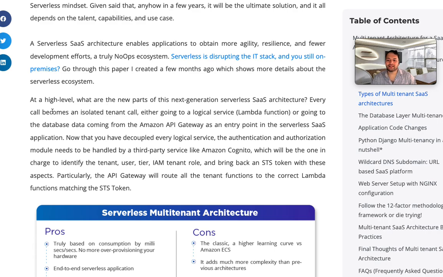Every call becomes an isolated tenant call, either going to a logical service Lambda function or going to the database, with data coming from the Amazon API Gateway as an entry point in the serverless SaaS application. Now that you've decoupled every logical service, the authentication and authorization module needs to be handled by a third-party service like Amazon Cognito, which will be the one in charge to identify the tenant, user, tier, IAM tenant role, and bring back an STS token with these aspects. Particularly, the API Gateway will now route all the tenant functions to the correct Lambda functions matching the STS token.